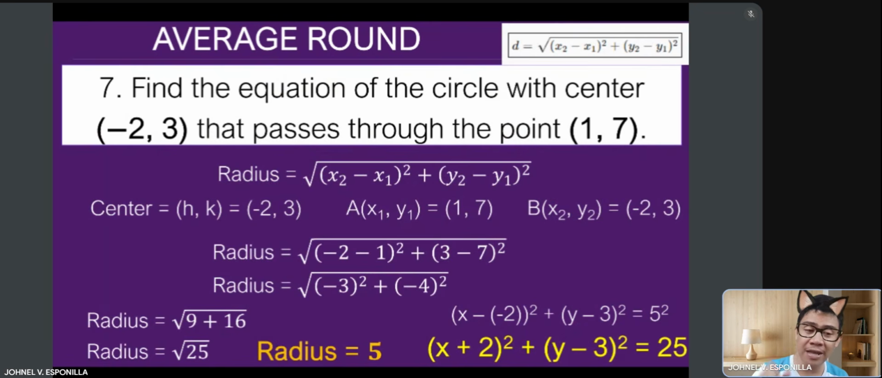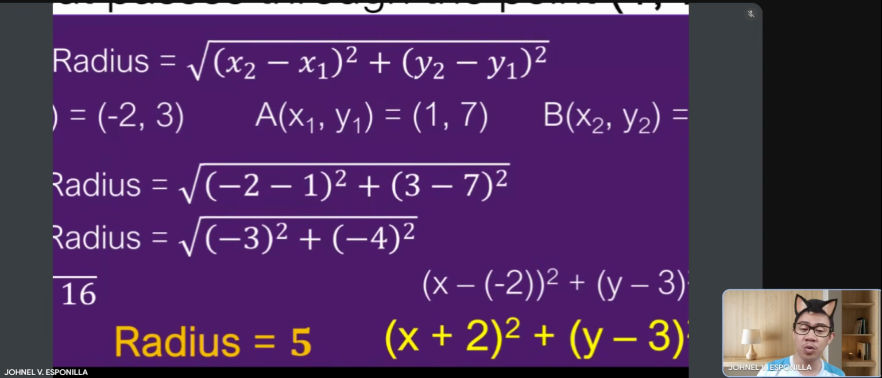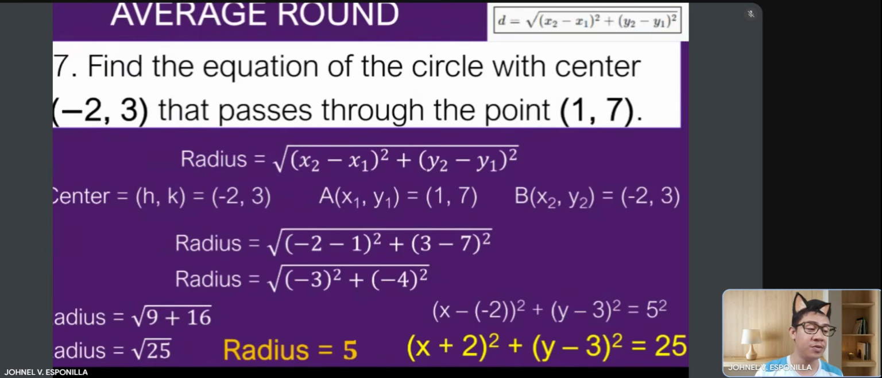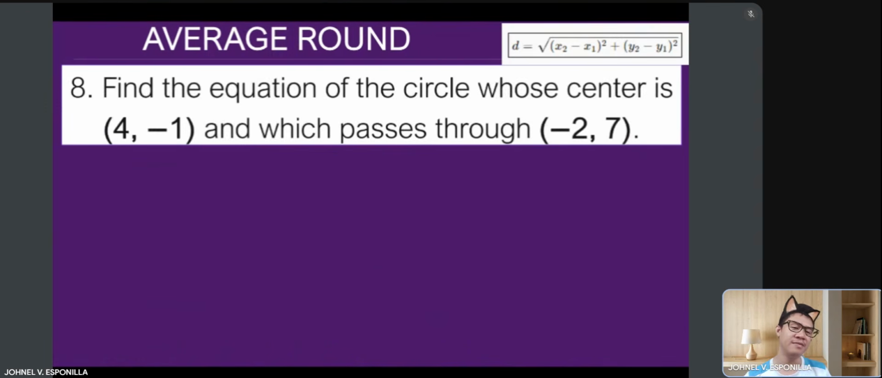So kung i-check po natin ito kung tama, ang center po natin dito ay negative 2 and positive 3, while the radius is the square root of 25, which is 5. So this is correct. Now try nyo po yung number 8. Okay, sige. Pwede nyo i-pause muna to, then ita-try ninyo.